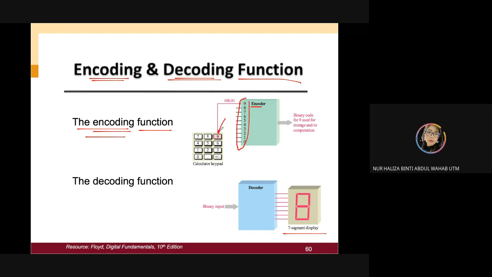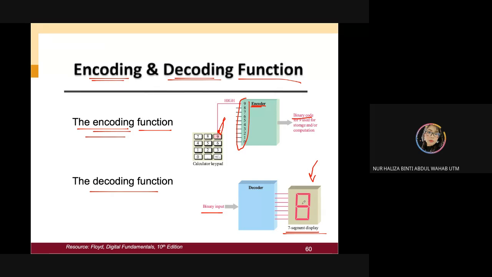You have the decimal input. You need to convert it into binary code. The one that I showed you previously is from binary to decimal. How do you convert, isn't it? So now in encoder, you have the input as decimal. How does the binary code look like? And another one is the decoder function, where you have the binary as the input and your 7-segment, which is your decimal number.